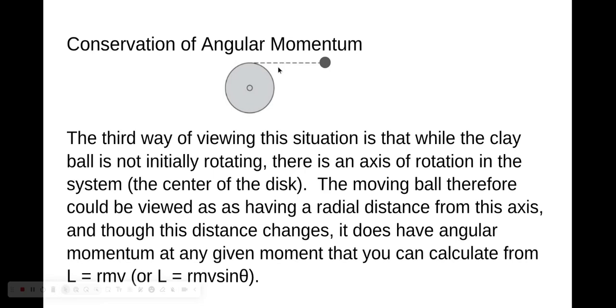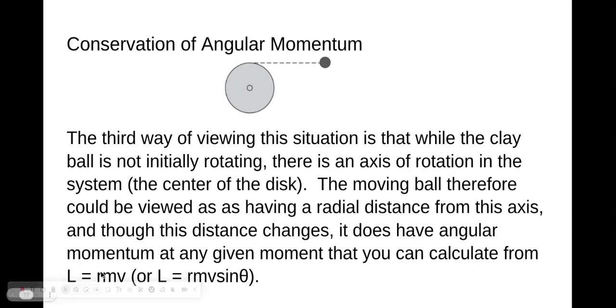When the ball gets closer, there's a distance there. When the ball sticks here, there's a distance there. So you could say that it actually does have angular momentum with respect to this point. As long as this thing is moving, it has some kind of angular momentum with respect to a pivoting point.